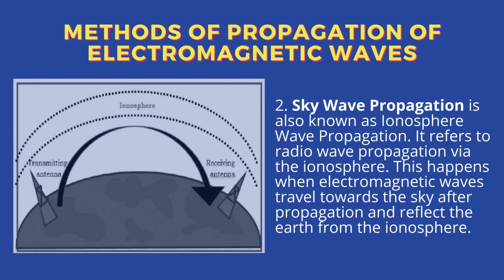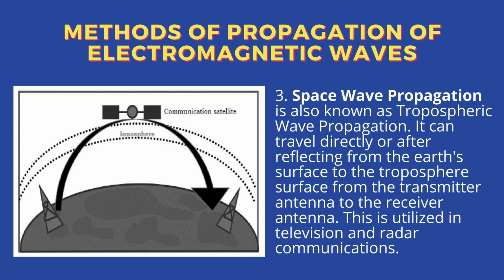Number 2. Skywave propagation. It is also known as the ionosphere wave propagation. It refers to the radio wave propagation via the ionosphere. This happens when electromagnetic waves travel towards the sky after propagation and reflect to the Earth from the ionosphere.